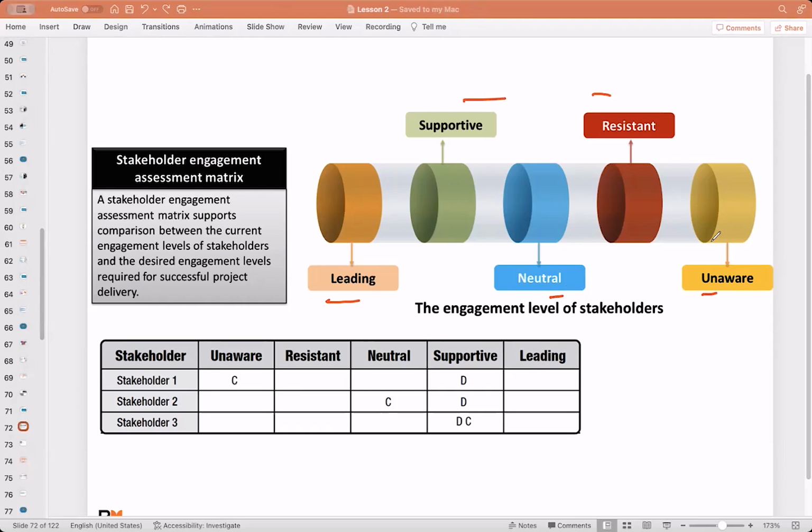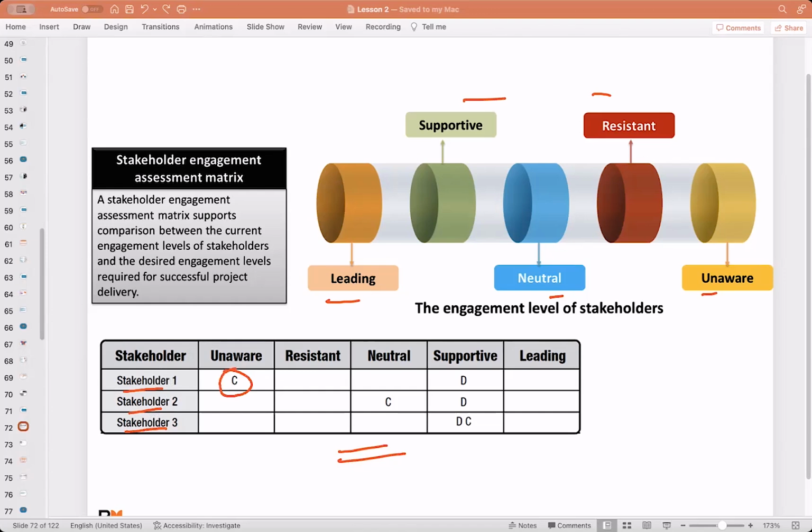So what is the purpose of the stakeholder engagement assessment matrix? Very beautiful English, guys, no complication. To assess the engagement, that is the purpose of this table which is here below. In this, different stakeholders are there: stakeholder 1, stakeholder 2, stakeholder 3. For stakeholder 1, the letter C stands for currently, means right now. Right now that stakeholder is unaware.